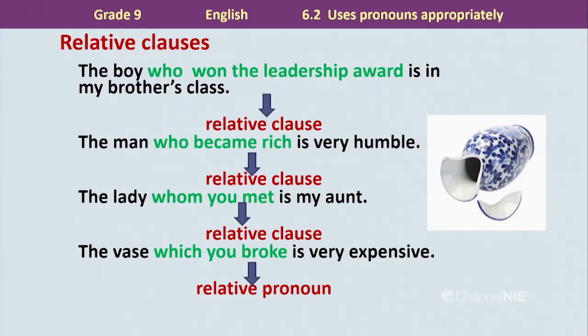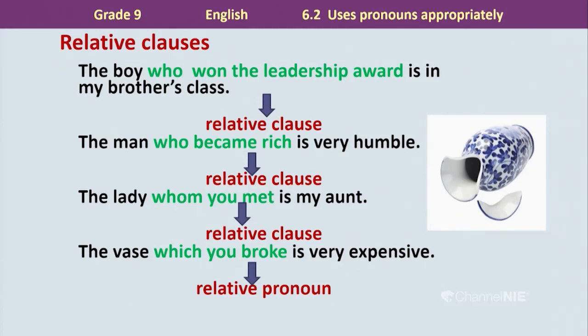So note these relative clauses, Miss Niranji. The boy who won the leadership award is in my brother's class. So the relative clause is "who won the leadership award." And that talks about the boy, that describes the boy. The man who became rich is very humble. "Who became rich" is the relative clause. The lady whom you met is my aunt. "Whom you met" is the relative clause.